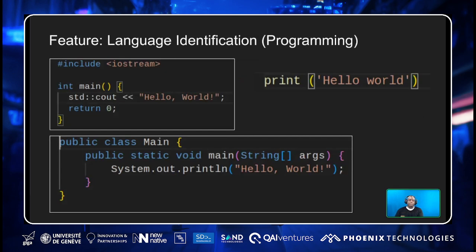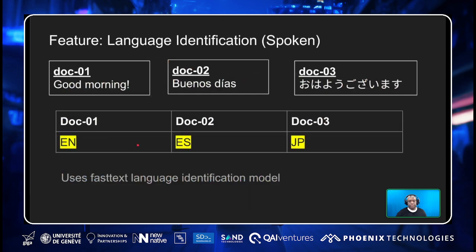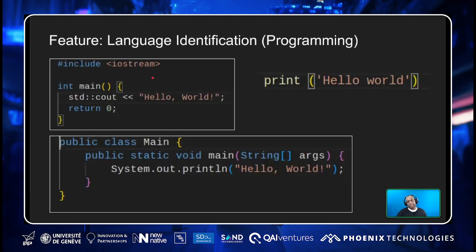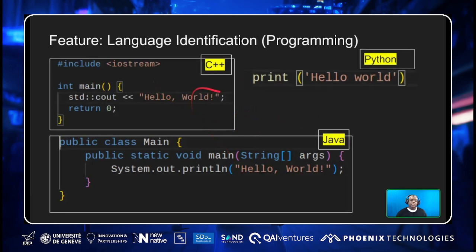And the same thing for code. Before we just looked at spoken languages, but you can do the same thing for code. So let's say you have a bunch of code in multiple languages. You can tag them with the right language. Pretty cool.